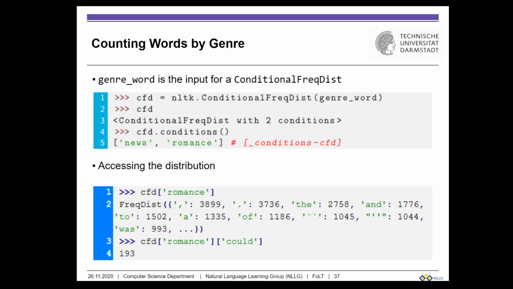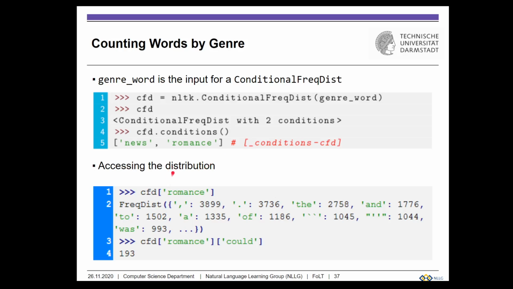So now that we have our list of pairs, we feed that list of pairs into the NLTK method ConditionalFreqDist. We name the variable CFD, standing for conditional frequency distribution. Then we type in CFD on the Python prompt, and it tells us this is a conditional frequency distribution object, and it has two conditions, namely Romance and news, right? We can also check the conditions, which indeed are news and Romance.